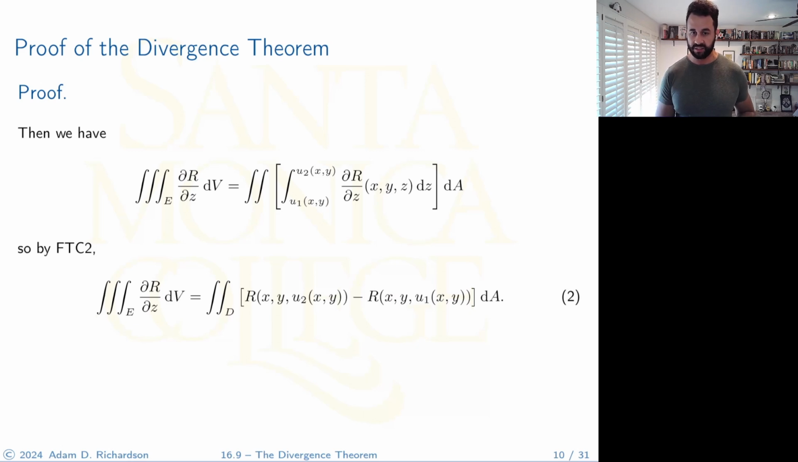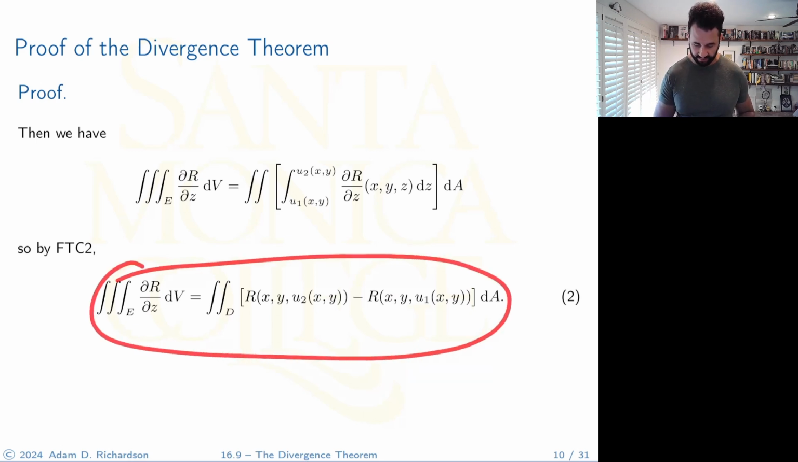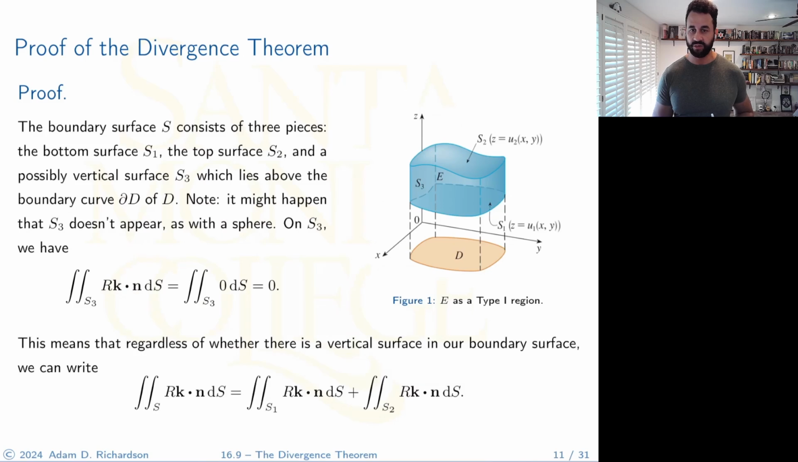Now let's look at the surfaces that we have to deal with. We've got something for the triple integral. Now let's look at the surfaces of the region E. The boundary surface itself is actually three pieces. There's a bottom surface, S1. There's a top surface, S2. And then there's a sideways, vertical surface, S3, just like I indicated right there. S3 lies above the boundary curve D. Now, it might actually happen that this surface S3 is not there.